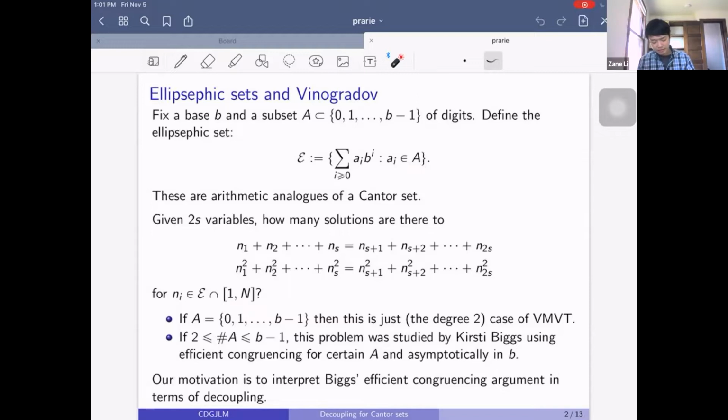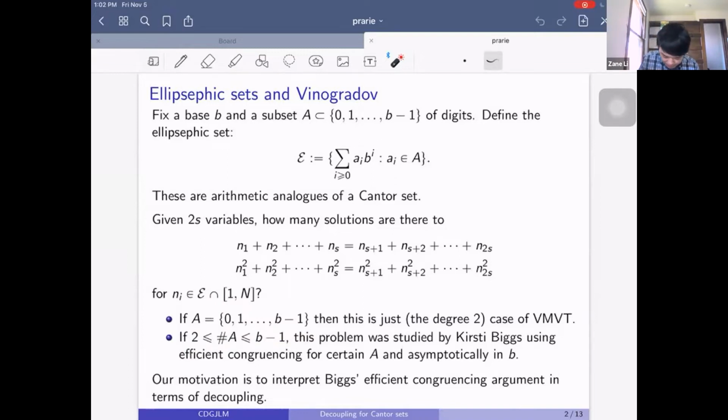If A is the full collection of digits, then my ellipse-suffix set is just all the integers. This is literally the quadratic case of Vinogradov's mean value theorem, which was solved. But what if I take A to be a strict subset? I'm actually going to take A to not just be a singleton. I'm going to take A to have at least 2 digits.